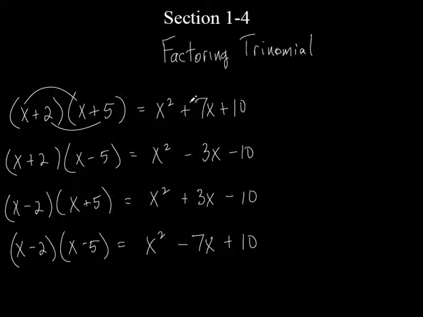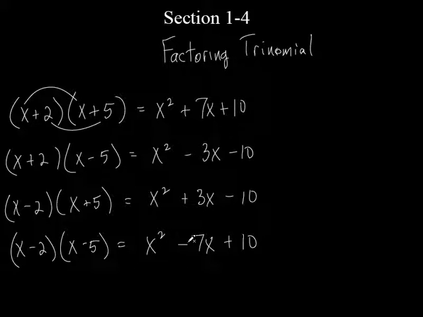So how did you get these? Instead of thinking FOIL method every time, all I had to do was take the 2 and the 5, not multiply them, but add them up. That's what's going to be in the middle. After you get used to this, multiplying binomials like this is kind of easy. So 2 and 5 is 7. 2 plus negative 5 is negative 3. Negative 2 plus 5 is positive 3. Negative 2 plus negative 5 is negative 7. You see how that works?